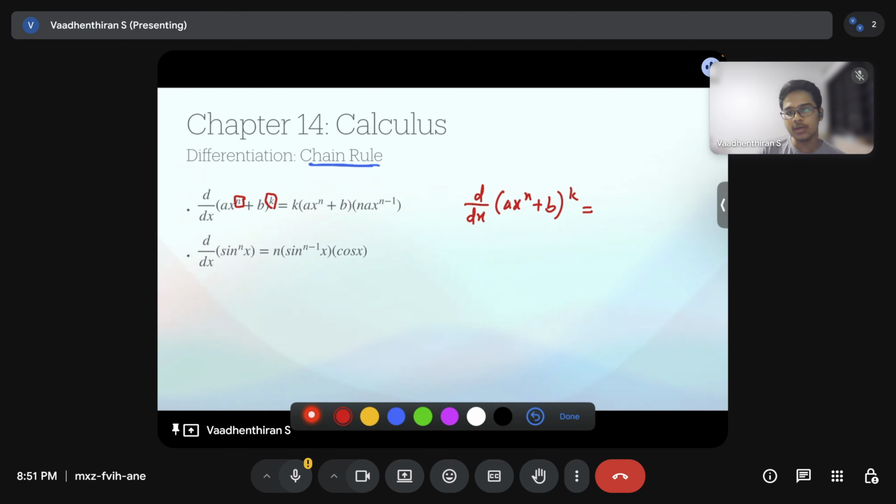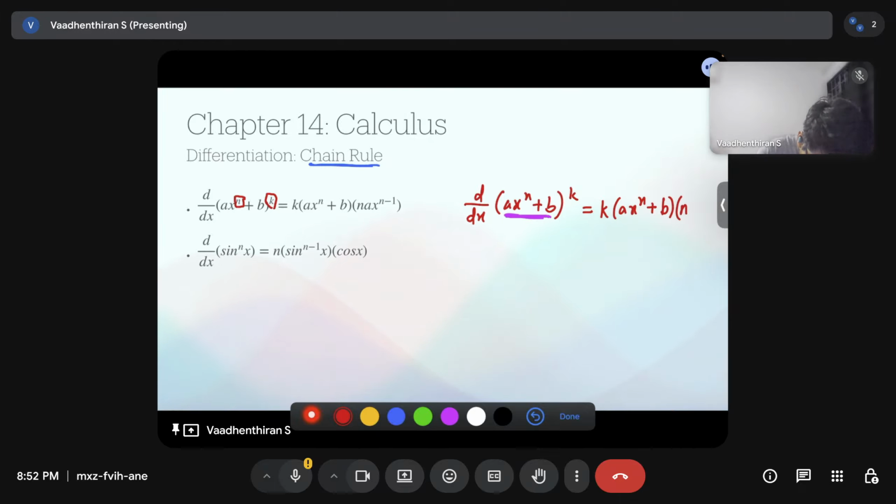Just similar to what we did for normal differentiation, except there's another exponent over here. There are two powers. So first you bring down the power k, and you write the equation as it is, plus b. And you should not just stop here. You need to differentiate the inside function also. You have just differentiated the outside, but the inside also has a power, so you need to differentiate that too.